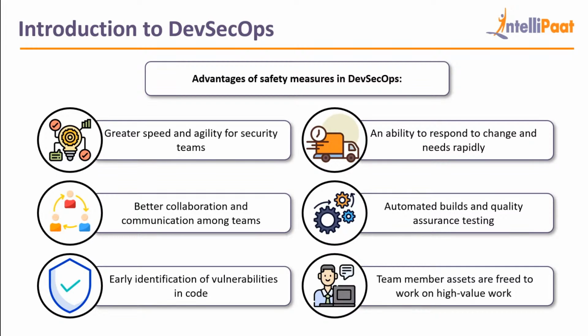Early identification of vulnerabilities in code. So basically you can identify the security issues or the vulnerabilities in the code even before building or testing it, or while building or testing it. Team member assets are freed to work on high value work. So basically if the software development lifecycle is not in a process, then the team members, the software developers, have to work on many more side tasks, not just development. They'll have to make sure that the build is ready. They'll have to make sure that whatever they are doing is secure enough. Also, they'll have tasks of provisioning servers so that they'll be able to run these applications and check it out. So now if it is a completely automated process, they don't have to worry about that.